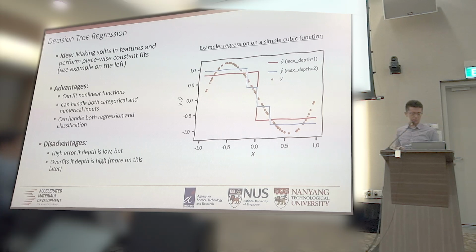But there's a disadvantage. When the depth is low, meaning the number of splits you make is low, your regressor is probably not very good, like for example this one. But if you make too many of these decisions, it's not hard to imagine that you're going to run into some problems. Later on, I will illustrate numerically what problems you may run into.